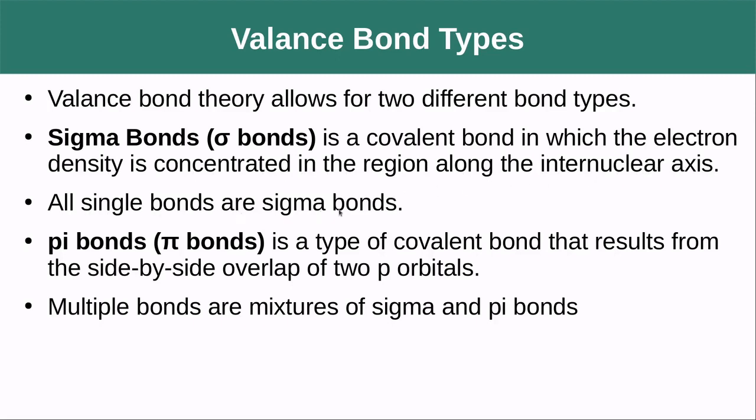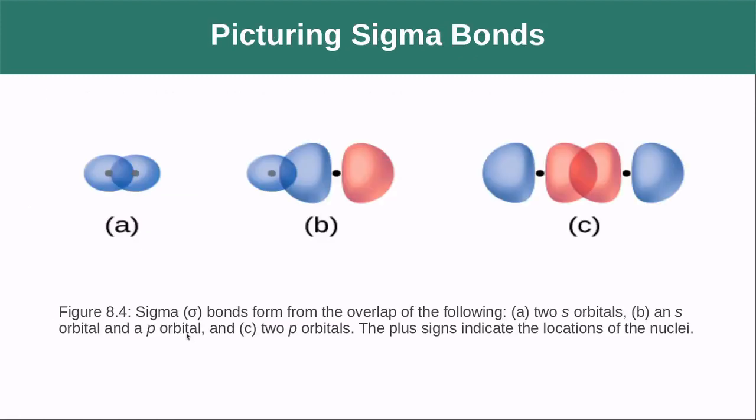All single bonds are sigma bonds. So that starts off by forming these sigma bonds. After that, double bonds and triple bonds are what they call pi bonds. This is a type of covalent bond that results from the side-by-side overlap of two p orbitals. So multiple bonds are mixtures of sigma and pi bonds.